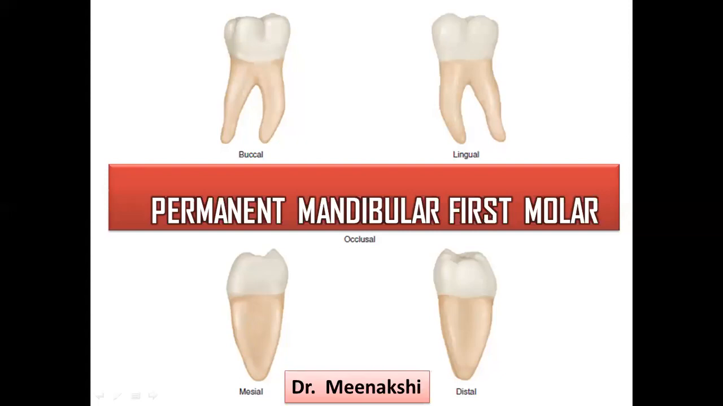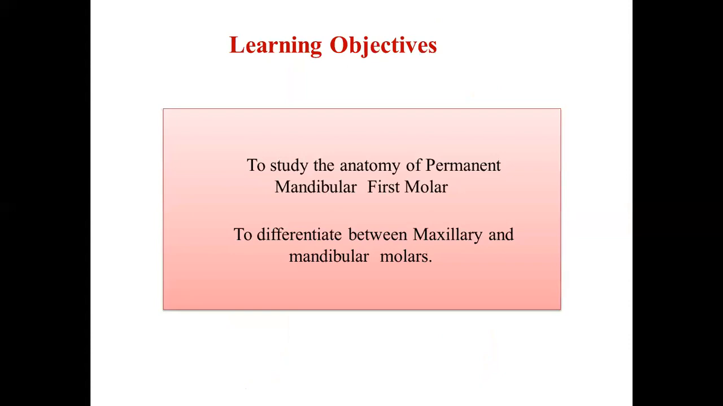Hello everyone. Today we'll discuss the anatomy of the permanent mandibular first molar. Also, we'll compare the mandibular first molar with the maxillary molars. So we'll be doing the arch traits of the molars and the anatomy of the mandibular first molar. Also, we'll be differentiating the maxillary molars from the mandibular molars.